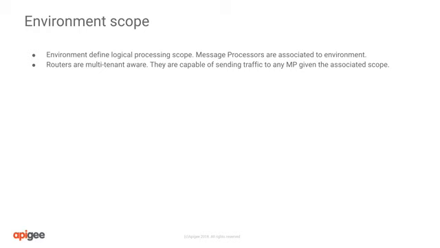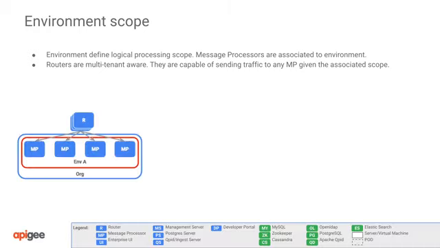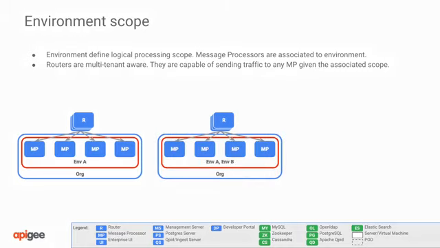Let's walk through three typical scenarios. In this first example, we have a single organization containing a single environment. All routers send traffic to all message processors. In the second example, we again have a single organization, but this time it contains two environments. The message processors here have been associated with both environments.